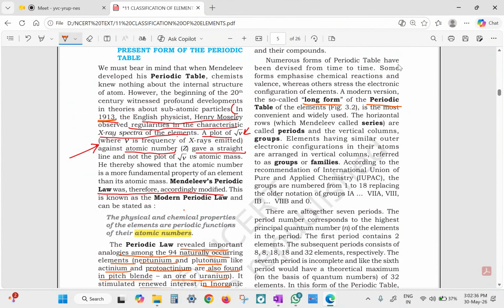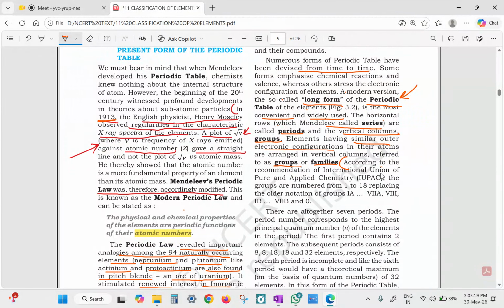Based on this, if you browse the net, a number of similar periodic tables have been proposed from time to time, but most of them resemble the modern periodic table. The modern version, the so-called long form of the periodic table of elements, is the most convenient and widely used till today. The horizontal rows, which Mendeleev called series, are called periods, and the vertical columns, the groups. Elements having similar outer electronic configuration in their atoms were arranged in groups or families according to the recommendation of the International Union of Pure and Applied Chemistry.